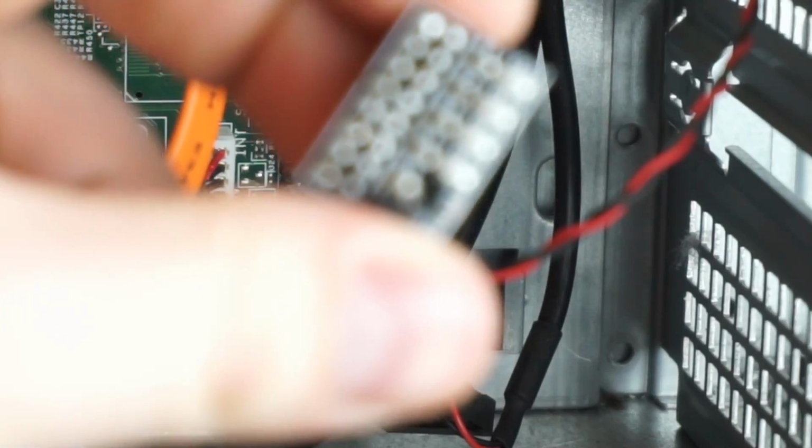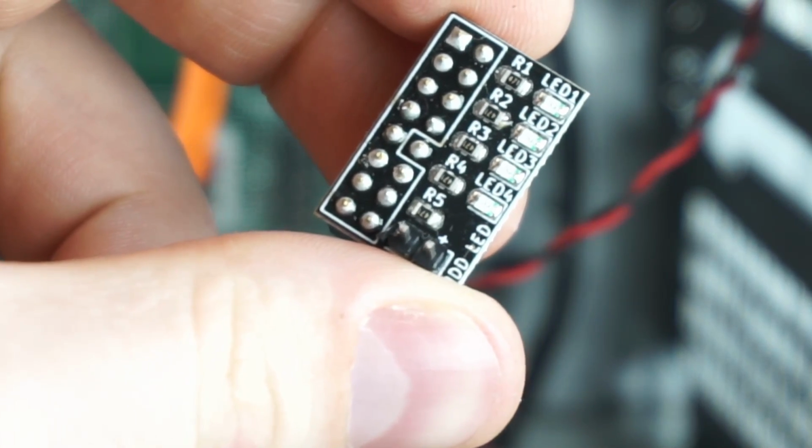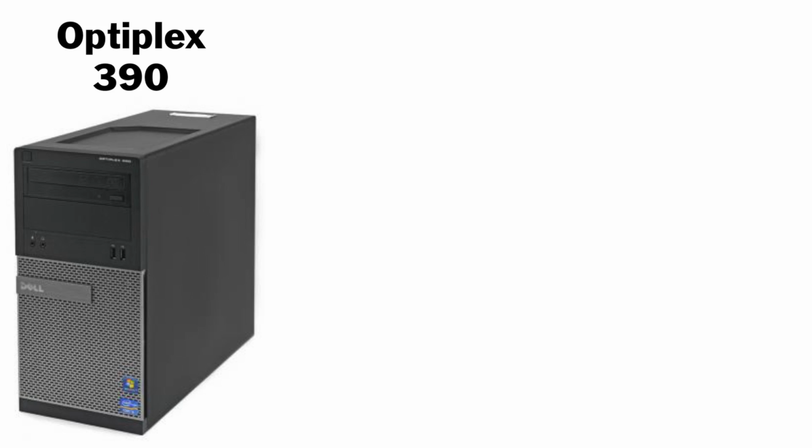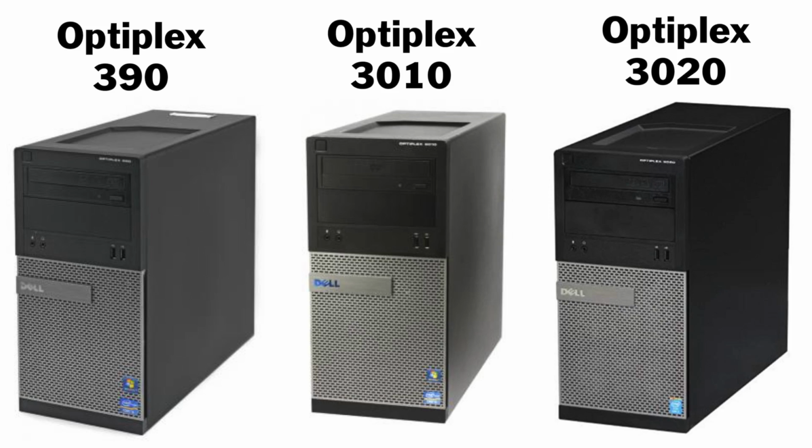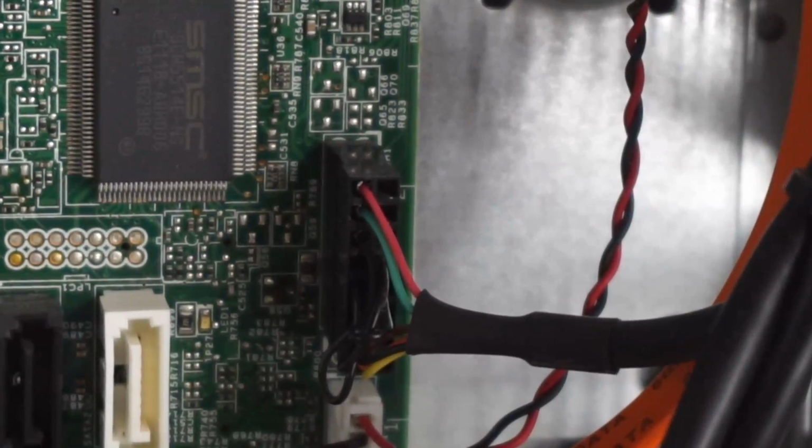keep this feature. Next, the hard drive indicator and diagnostic LED adapter plugs in where the larger front panel connector goes. Keep in mind that this has only been tested to work with the Optiplex 390, 3010, and 3020 desktops. Using this adapter in the wrong orientation or on a different desktop could cause damage to your motherboard.